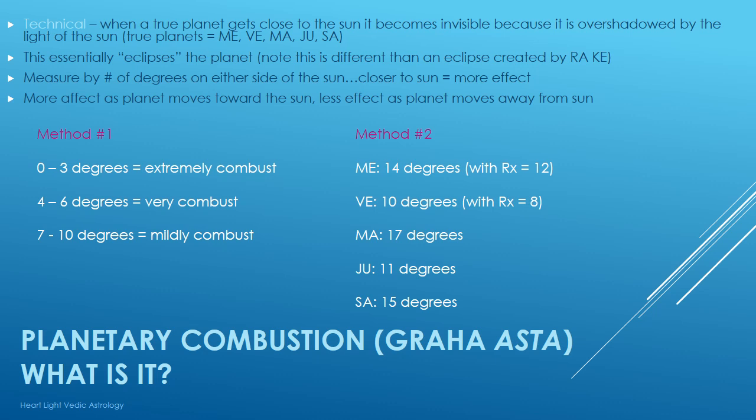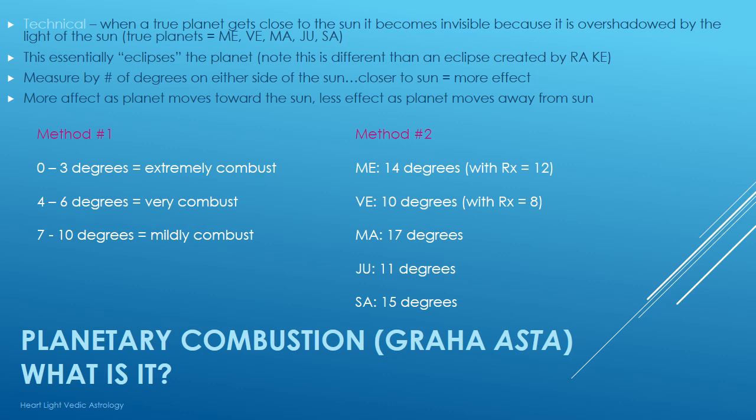So again, because the planet is so close to the sun, if you were looking up at the sky, you wouldn't be able to see it anymore the closer it gets to the sun. So essentially it eclipses the planet. Now please note this is different from the phenomenon of a solar or lunar eclipse, which is created by Rahu and Ketu. And how close to the sun does it need to be? Well, you measure by the number of degrees on either side of the sun. So the closer to the sun that a planet is, the more of an effect this phenomenon will have.